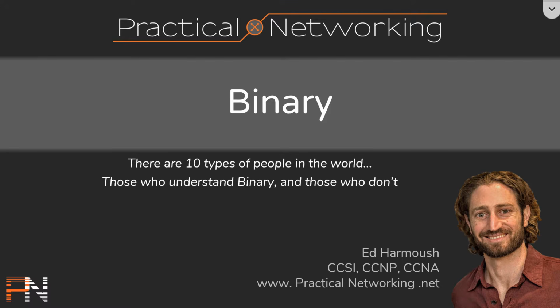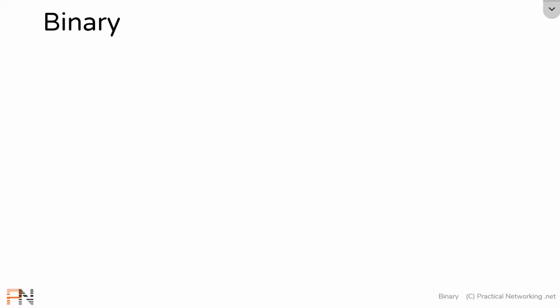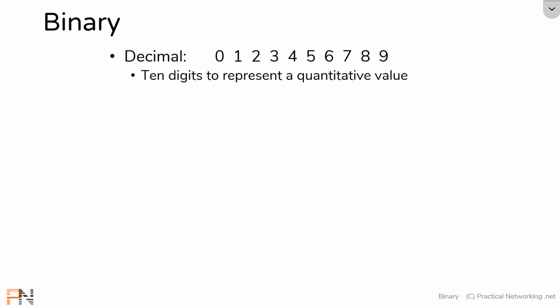In this lesson, I'm going to teach you binary. The best way to understand binary is to compare it to a number system that we are familiar with, namely the decimal number system. Decimal is a number system in which we have 10 digits, which we use to represent a value. We can use any combination of these digits to represent any value we mean to represent.